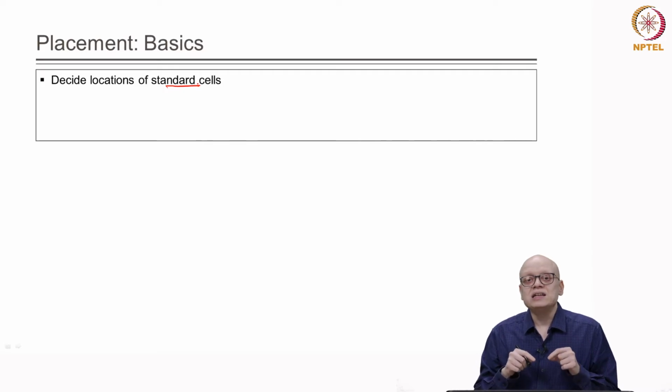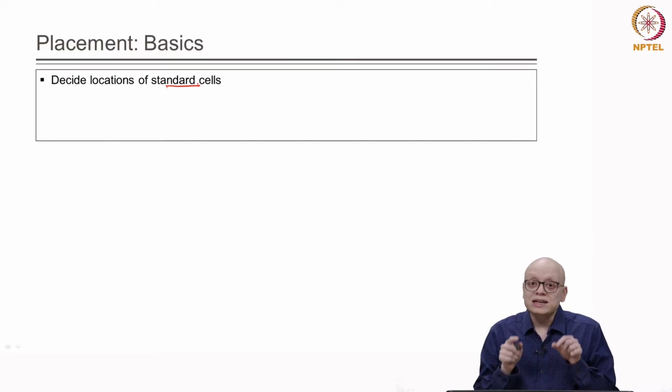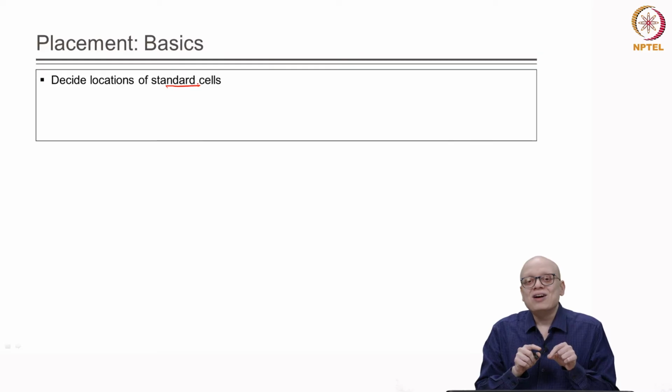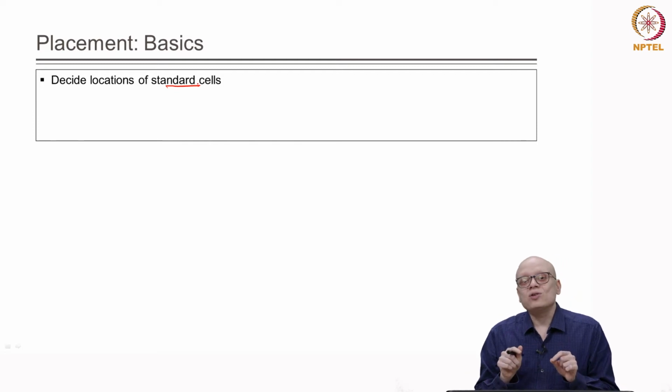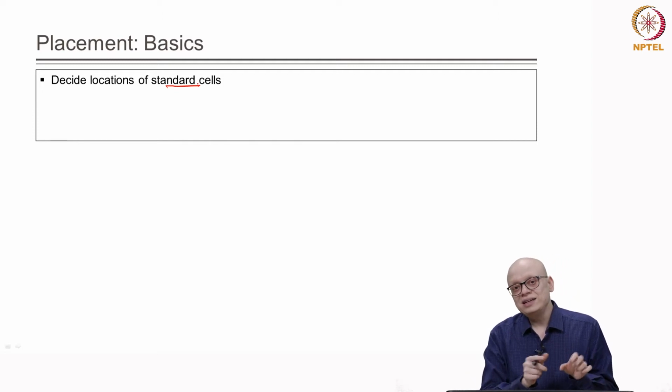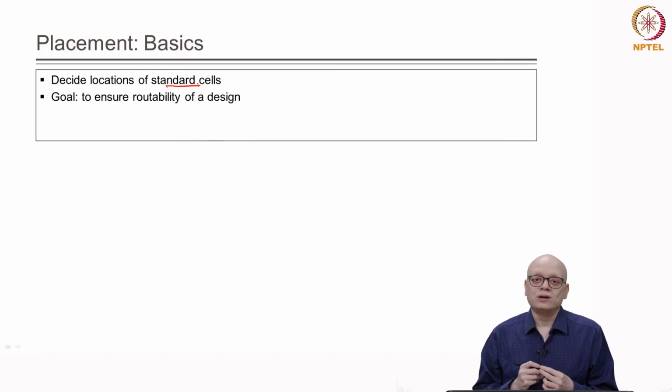And in this stage, we are actually placing or deciding the locations of the standard cells. And where do we place these standard cells? The region for the standard cells was also decided during chip planning, right. Now, for each individual standard cell, we are deciding the locations in the region that was already allocated during chip planning. Now, what is the goal of placement?